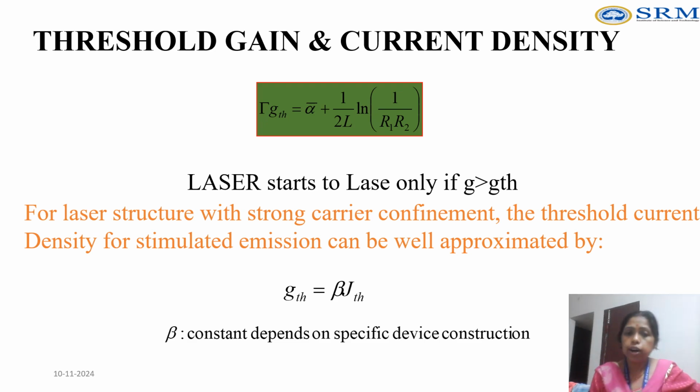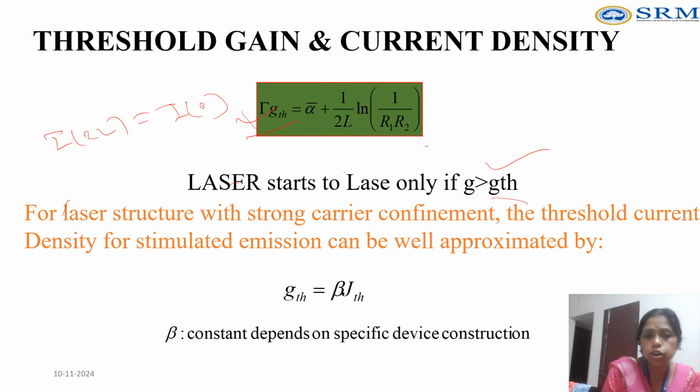Okay. So what I told, if the gain is equal to 1, if you put I2L is equal to IZ, then you will get this equation. If you substitute this, the threshold gain factor g_th is equal to alpha plus 1 by 2L ln 1 by R1 R2. So the laser starts to lase only if g is greater than or equal to g_th. At that time only the stimulated emission will take place.